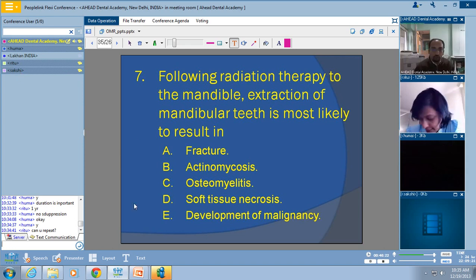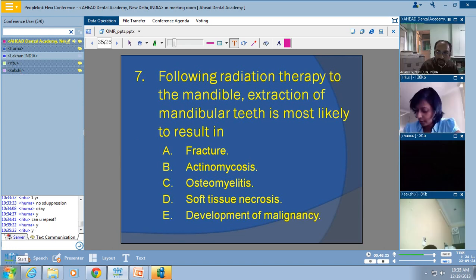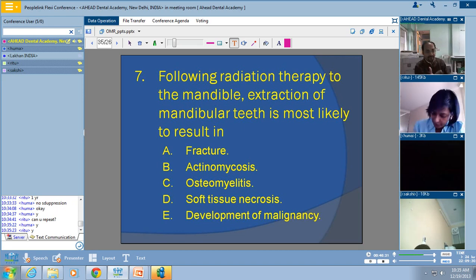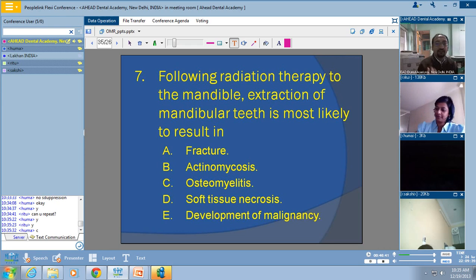So this is the seventh question. Following the radiation therapy to the mandible, extraction of the mandibular teeth. Now I have written the word mandible. It should give you a massive hint. Yes, it's a very easy answer, isn't it? Osteomyelitis. The moment I said it is mandible, the correct answer becomes osteomyelitis. The possibility of fracture is there, but it doesn't mean that it will lead to osteomyelitis.